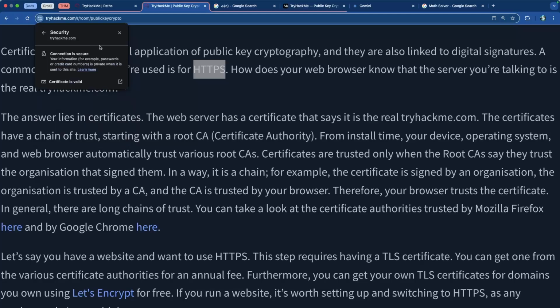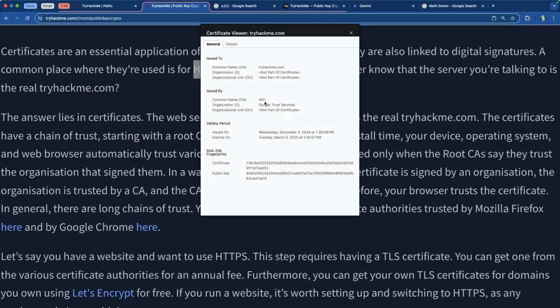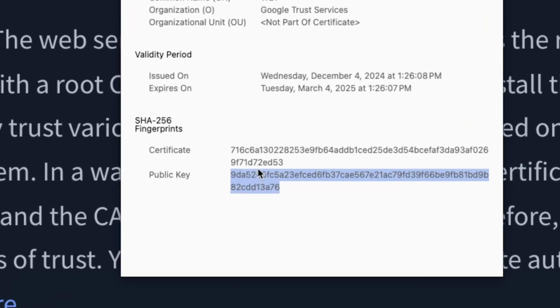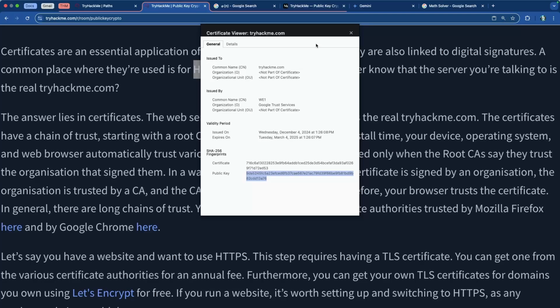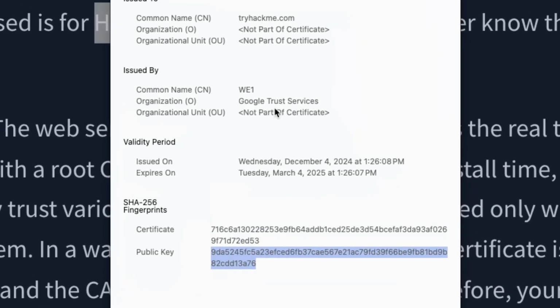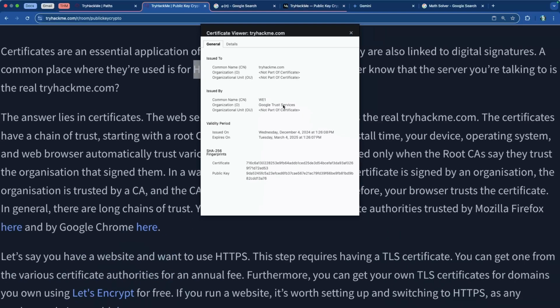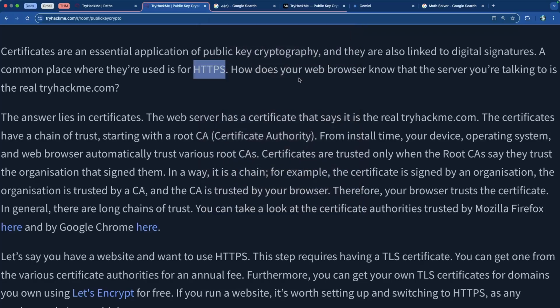If I click on connection is secure, and then it says certificate is valid, and I click on that, it actually brings up the certificate of TryHackMe. And then they have the certificate hash over here. We also have the public key hash over here as well. And this is how you can see that this is actually a valid certificate, and the certificate authority is Google Trust Services, which we know is pretty solid, and TryHackMe is pretty solid, right? They have a good certificate authority.